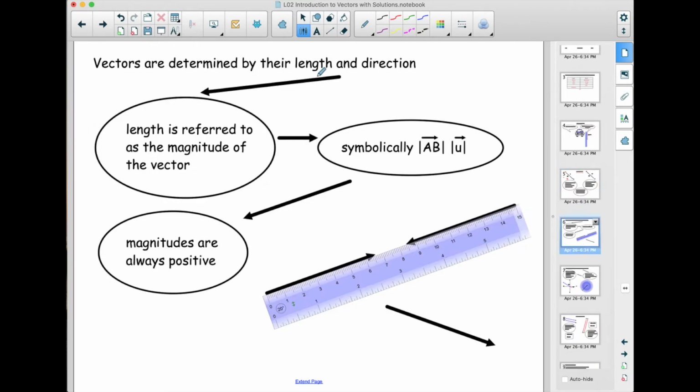Vectors are determined by their length and direction. The length is called the magnitude of the vector, and it has special symbolism. If we use these vertical bars, which you're familiar with for absolute value, in vectors they actually stand for magnitude. So this would be the magnitude of, and then inside here we'd have a vector name. So the magnitude of vector A, the magnitude of vector B. Magnitudes are always positive.